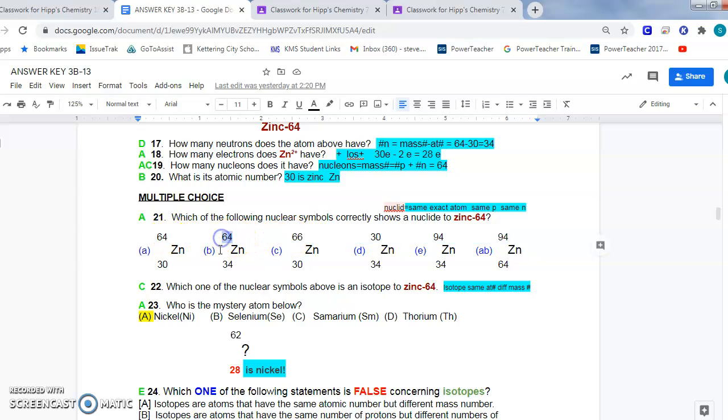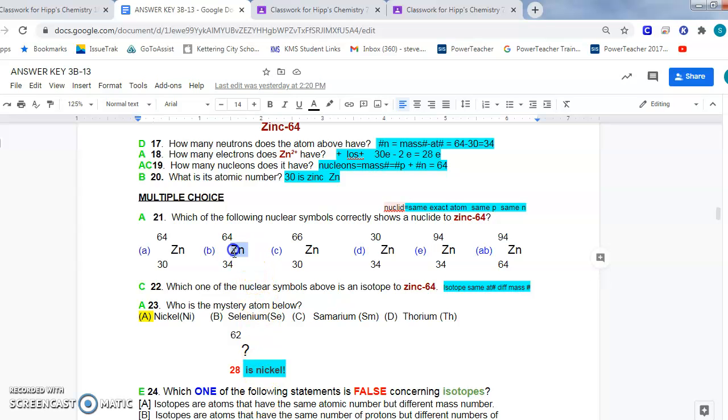And then we're looking for a 64, so that gets us as possible answers, A or B. But we need the one that's a zinc atom. Remember, the atomic number for zinc atom was 30. That's letter A. 34 is not even zinc.